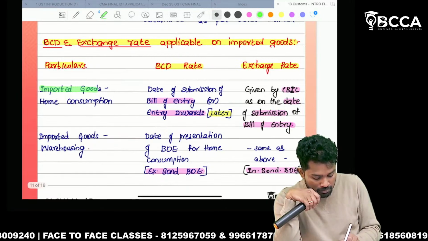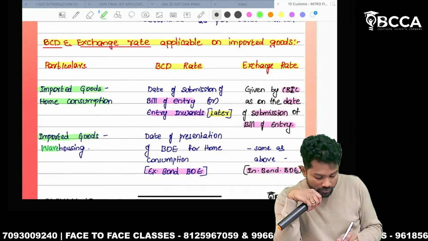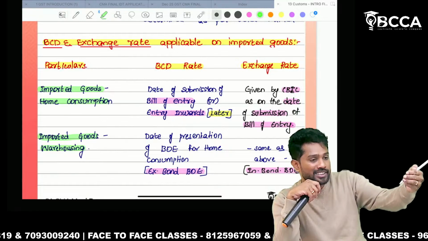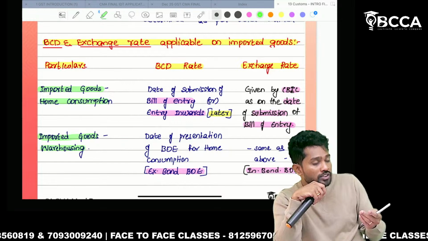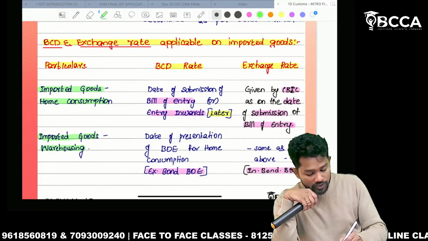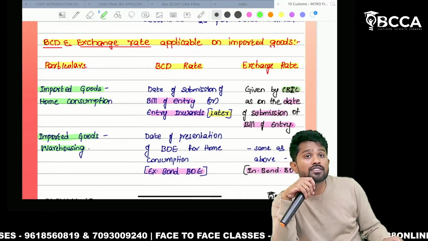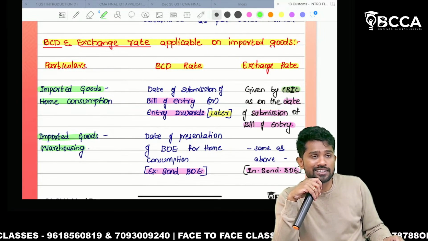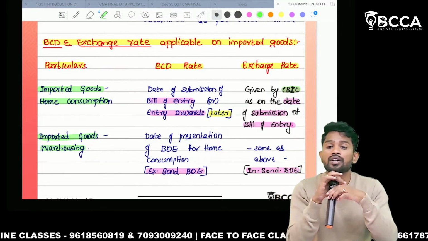Sir, we are having 2 cases. Imported goods might be home consumed or they might be kept for warehousing. So there is a difference in taking the exchange rate as well as the BCD rate when the goods are directly home consumed and when the goods are warehoused. When the goods are directly taken for home consumption, the exchange rate is the one given by CBIC. Who is this CBIC? Central Board of Indirect Taxes and Customs. You have to take the exchange rate which is given by CBIC only.